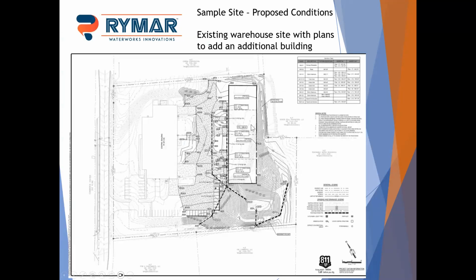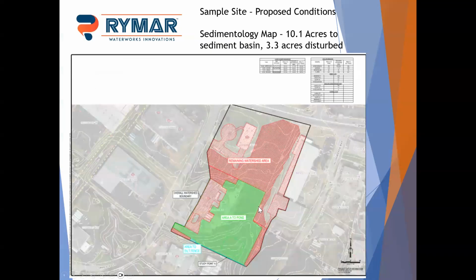So again, we've got an existing site. It's proposed to be a new warehouse. It's got a sediment basin down here that is going to also end up being the permanent detention pond as well. So one of the first things you do is you look at your map for sedimentology. In this case, we have 10.1 acres total going to the sediment basin. 3.3 acres of that will be disturbed.